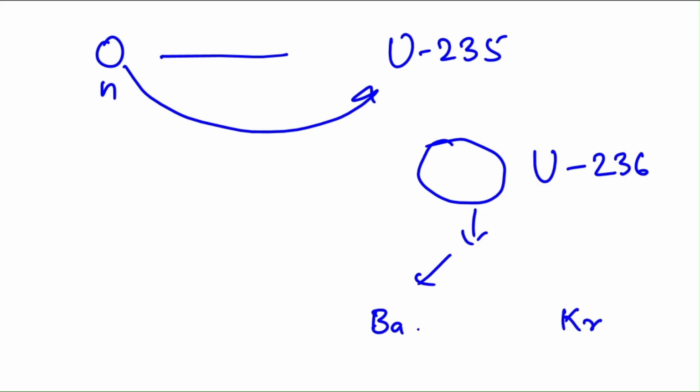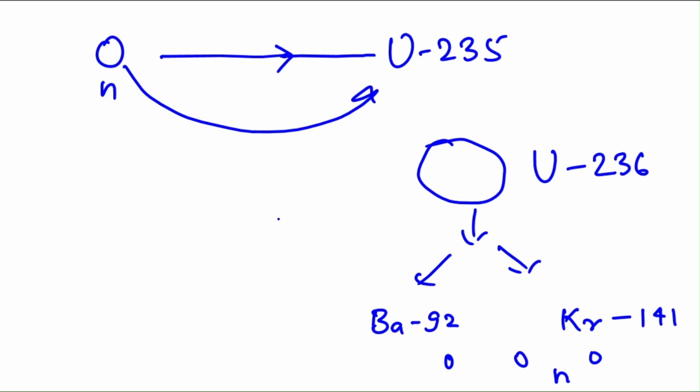If I'm not wrong, this is mass number 92 and this is 141. So it breaks into these two, and then again we get three neutrons. When these neutrons come out, they come out with very high speed. So to continue this fission reaction, these neutrons should be slowed down.